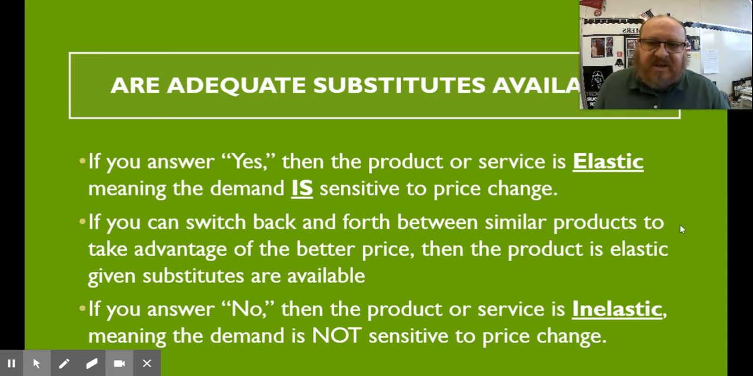Okay, if there are not adequate substitutes available, if I like peanut butter and I don't believe that almond butter or any other nut butter is the same as peanut butter, then my demand for that is inelastic, and it doesn't matter how much the price changes. I'm going to be buying that, and if there aren't any substitutes available, then I'm stuck with it.